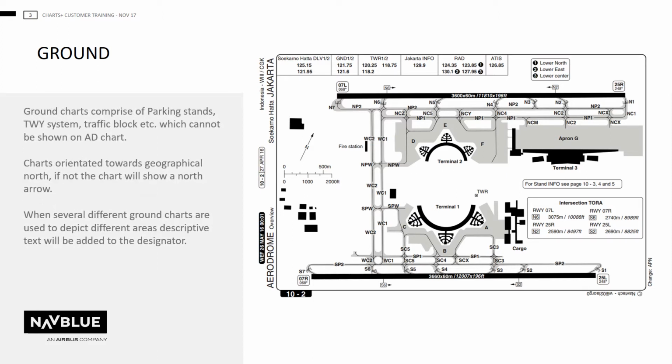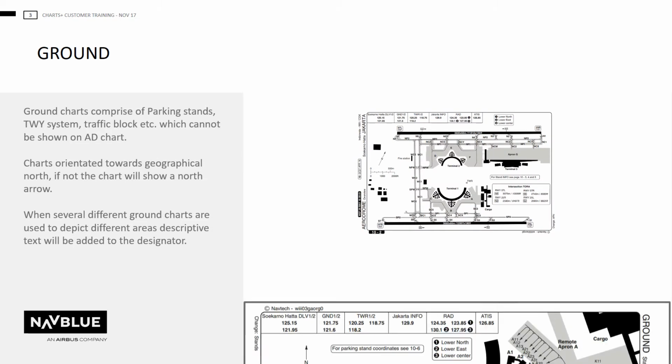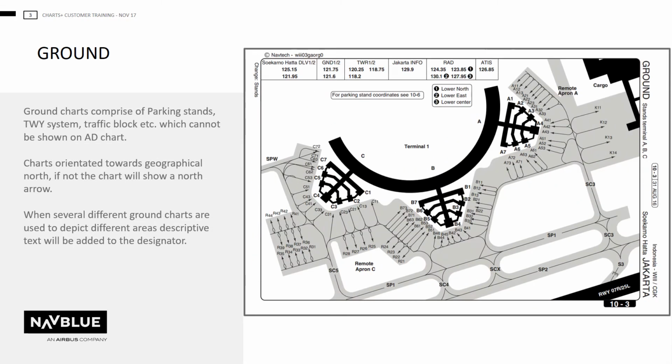It is to show important details which cannot be shown on an aerodrome chart, such as parking stands and taxiway systems. Charts are to be orientated towards geographical north. If not, then an arrow to show north will be presented, as shown here on this chart. Coverage will be as suitable and to scale as far as possible.